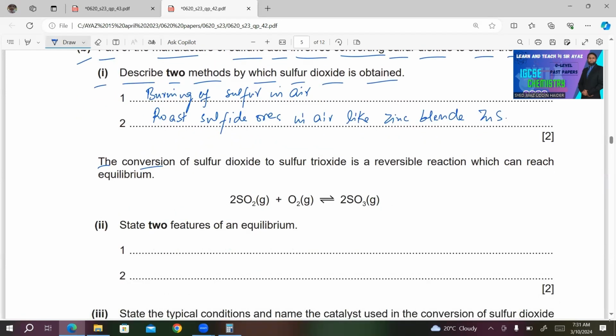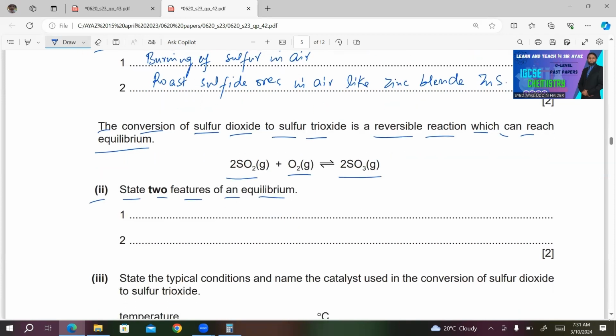The conversion of sulfur dioxide to sulfur trioxide is a reversible reaction which can reach equilibrium. This is a reaction of SO2 gas plus O2 gas gives 2SO3 gas. Number 2, state two features of an equilibrium. So you have to write two features of the equilibrium. So the concentration of reactants and products remain constant or are no longer changing.